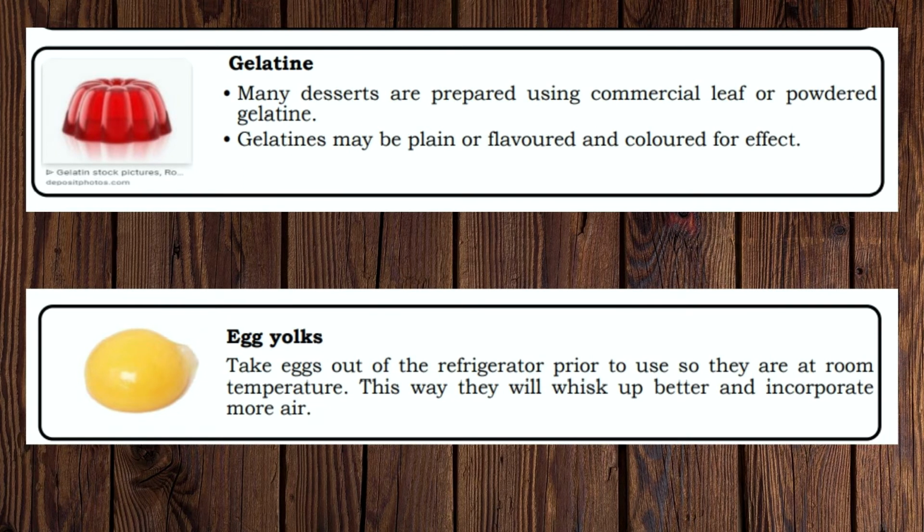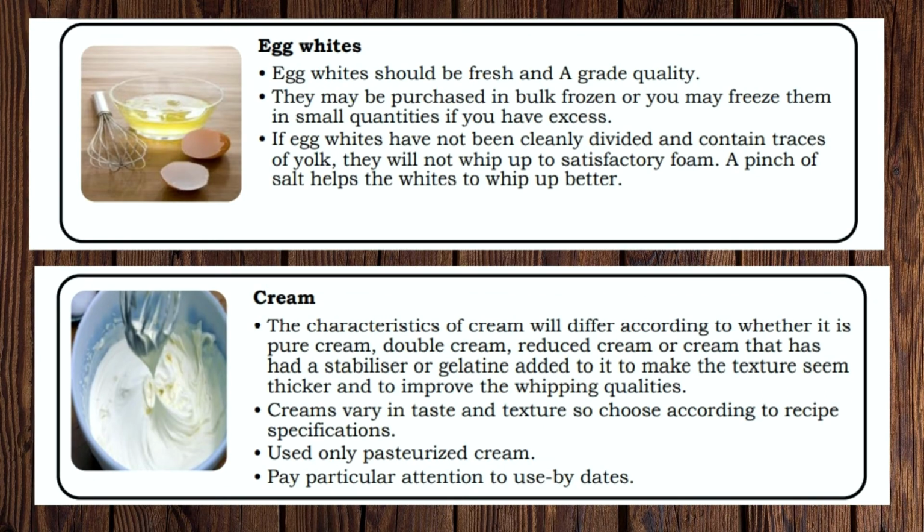In gelatin, many desserts are prepared using commercial leaf or powdered gelatin. Gelatins may be plain or flavored and colored for effect. For egg yolks, take eggs out of the refrigerator prior to use so they are at room temperature. This way, they will whisk better and incorporate more air. Egg whites. Egg whites should be fresh and A-grade quality. They may be purchased in bulk, frozen, or you may freeze them in small quantities if you have excess.